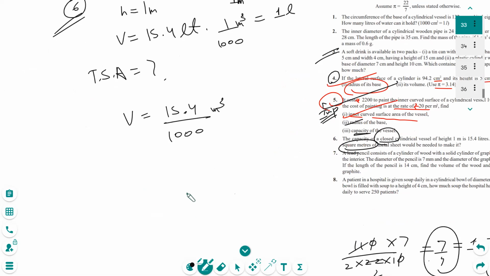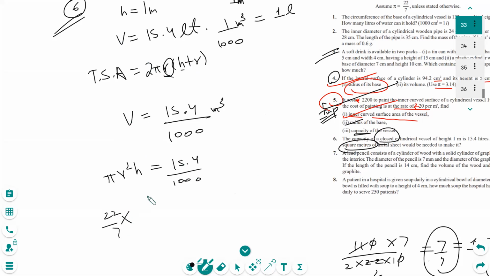Now, in order to find the total surface area of the cylinder, mute your microphone. The formula is 2 pi r (h plus r), if I'm not wrong. So we need R and H. H has already been given, R we need. R we can find from the volume: pi R square H is equal to this, which I have converted into meter cube. Now pi is 22 by 7.